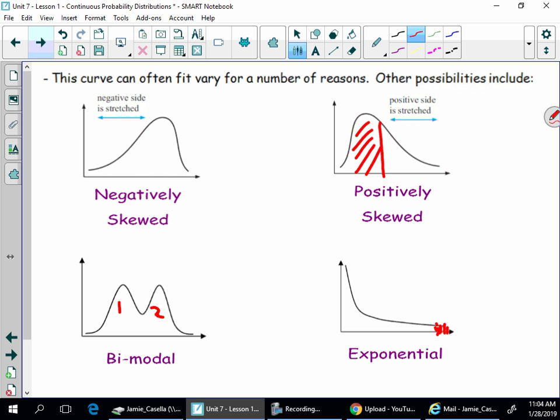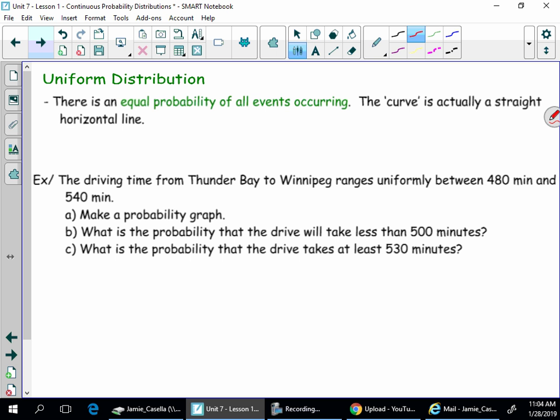Today we're going to start with the easy one, the one that hopefully we can all draw and will make the most sense to us. We're going to start off with the uniform distribution. Uniform, like we learned previously, means that everything is equally as likely to occur. In this case, the curve is actually a straight line.